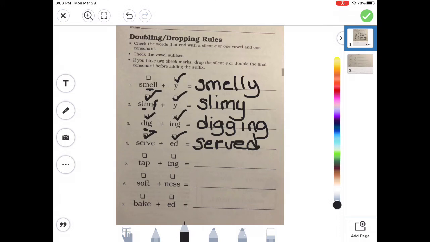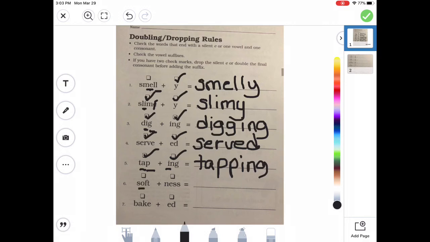How about tap? One vowel, one consonant, so I need to check it. ing is a vowel suffix because it begins with I, so I need to check it. So that means I'm going to write tapping with 2 P's. I'm going to double that P since I checked both boxes. Then ing, okay?